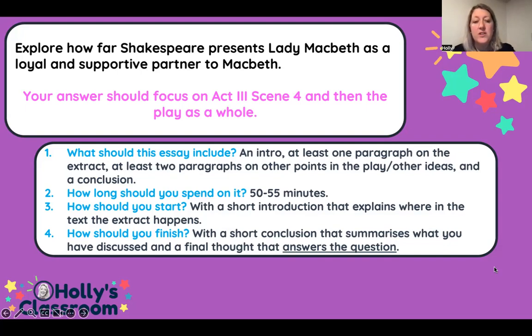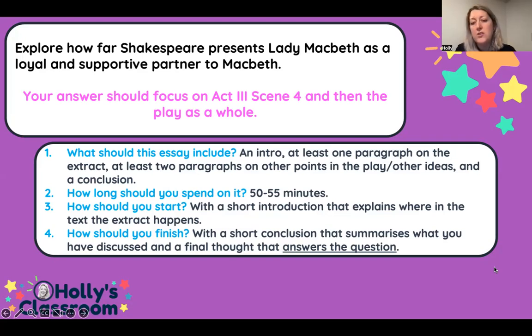A short introduction that explains where in the text the extract happens is what is recommended for the AQA exam. If you're not on the AQA board, then you may just have a standard introduction or a standard thesis type statement that you use.